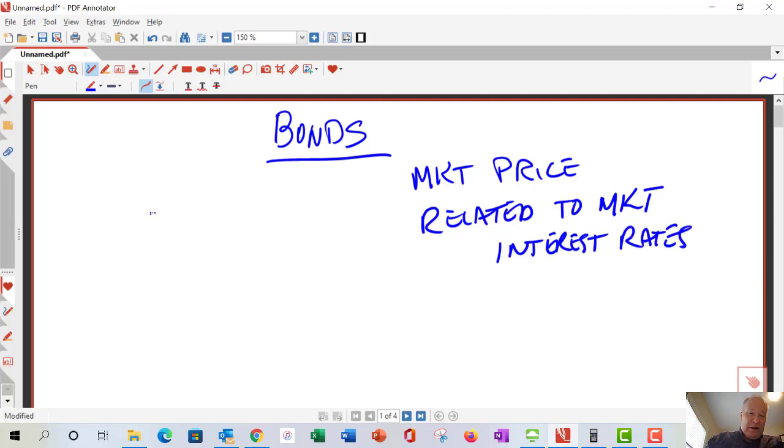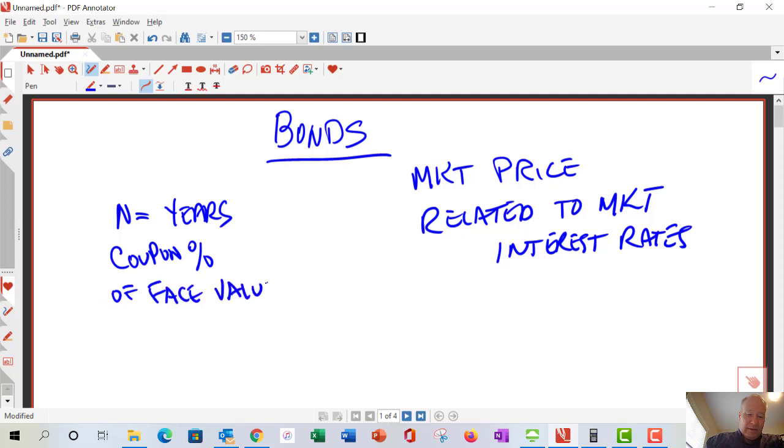Okay, so your bond will have a term to maturity, so the years to maturity. It's going to have a coupon rate. This is the fixed percentage based on face value, which for bonds is $1,000. So if you had a 5% coupon, you'd get $50 per year.